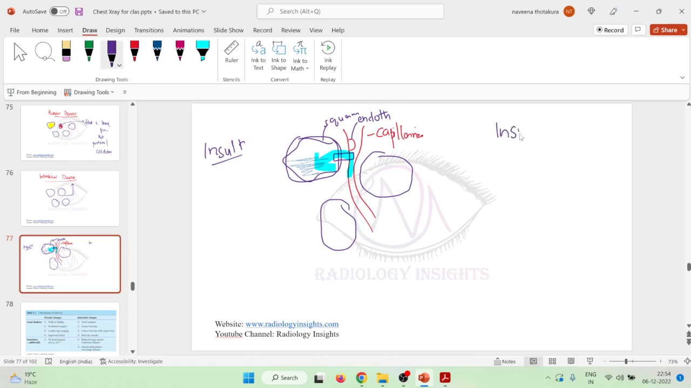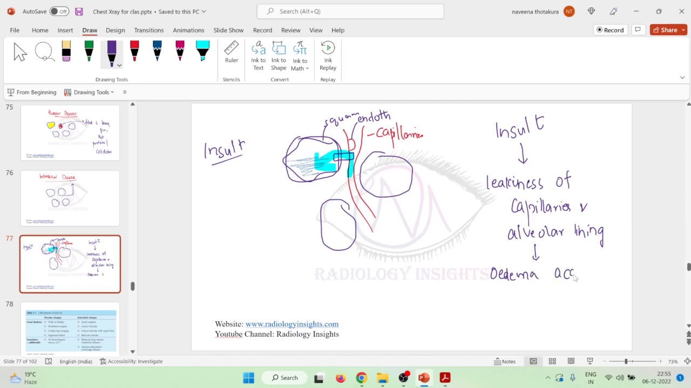So first, whenever there is an insult, any type of injury, this will result in leakiness of the capillaries and the cellular lining, both the capillary and alveolar lining. Because of this, edema or water accumulates in the alveoli. Now, as the injury progresses, this edema becomes extensive necrosis. The necrosis results in production of fibrin, leading to fibrotic strands and thickening of the air spaces.